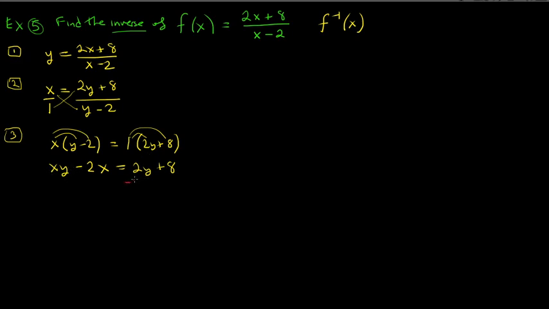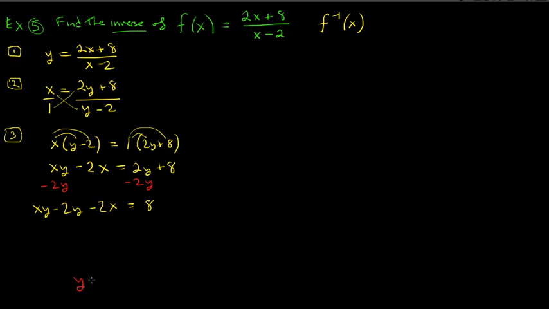What's next? Well, as I say, we can't have y on the left and on the right. So why don't we subtract 2y from both sides here? And that has the effect, this is going to be x times y minus 2 times y, and then minus 2x equals 0 plus 8, which is 8. So I managed to bring all the y's on the left side here. Make sense?